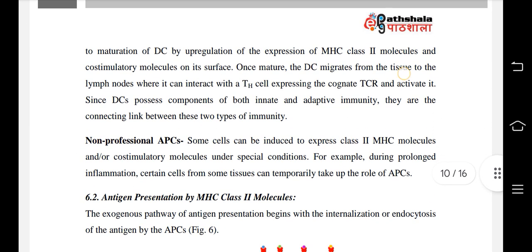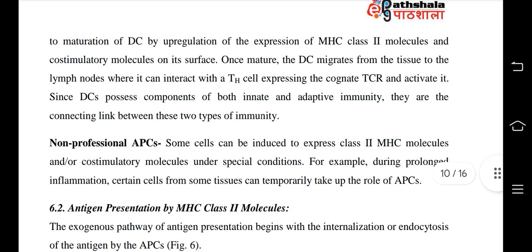This leads to maturation of DCs by upregulation of the expression of MHC class II molecule and co-stimulatory molecules on its surface. Once mature, the DC migrates from the tissue to the lymph nodes, where it can interact with a Th cell expressing the cognate TCR and activate it. Since DCs possess components of both innate and adaptive immunity, they are the connecting link between these two types of immunity.